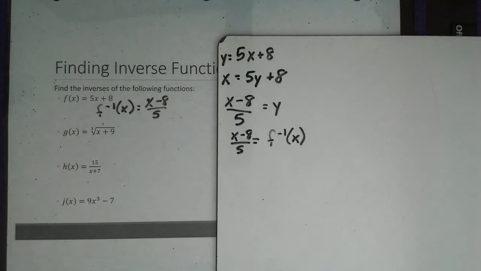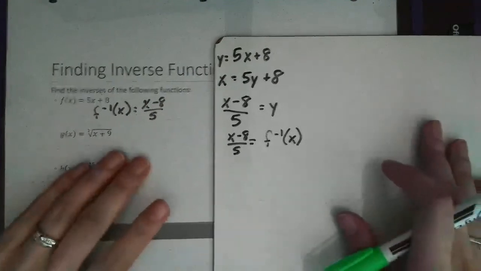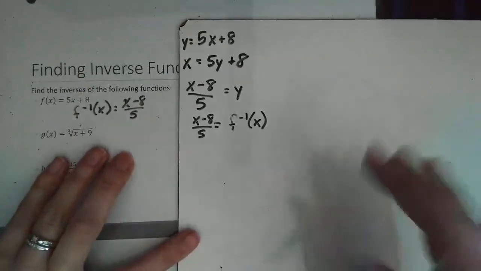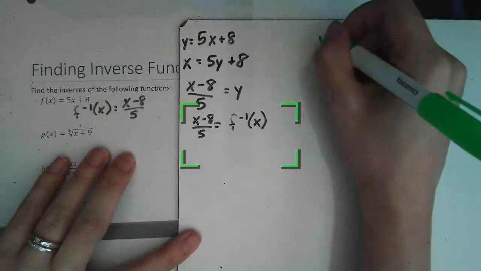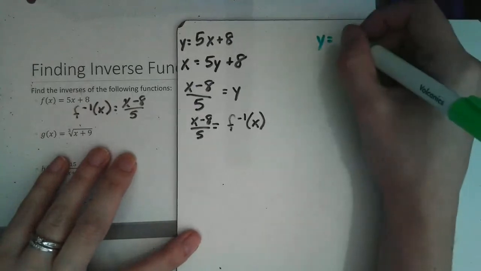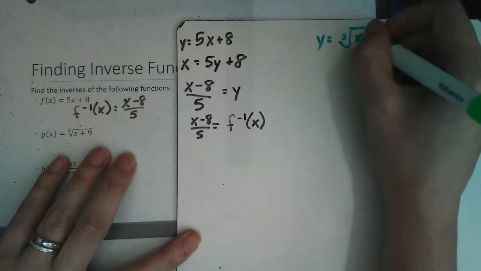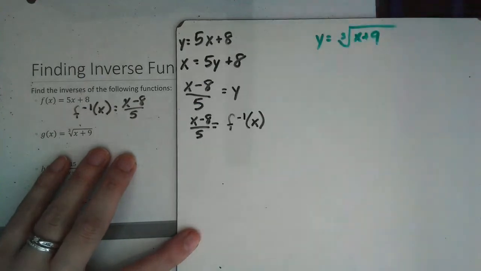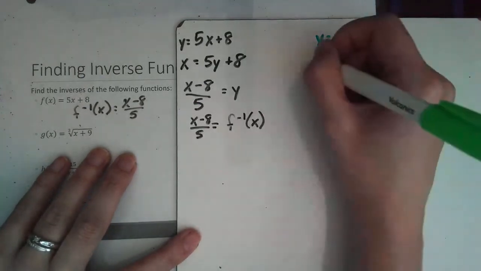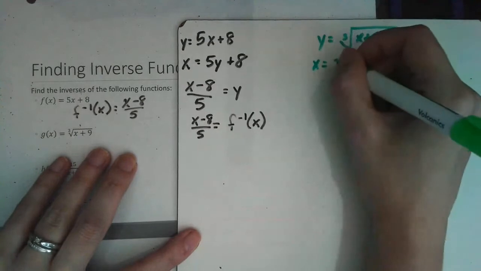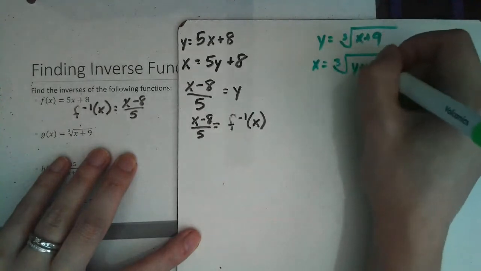Next up, we have g of x is equal to the cubed root of x plus 9. So I'll start by switching that g of x for a y so that I'm not in function notation anymore. And we'll have y is equal to the cubed root of x plus 9. Then I do my switcheroo. X is equal to the cubed root of y plus 9.